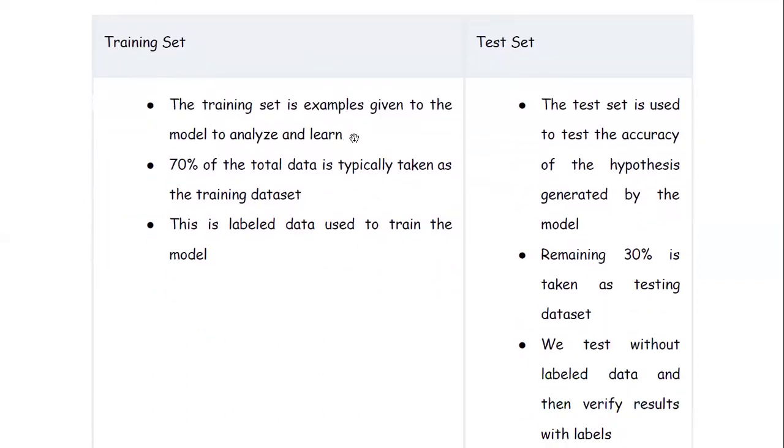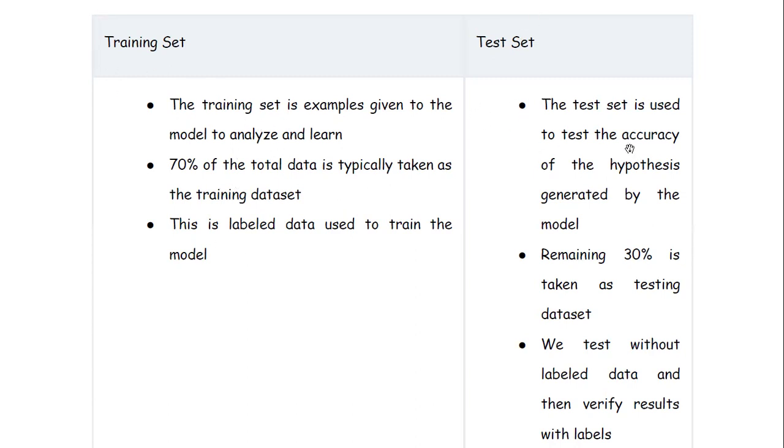Training set is examples given to the model to analyze and learn. Basically, with the training data sets, you are trying to teach the machine. So 70% of the total data is typically taken as training data. The maximum amount of data falls under this training data set. This is labeled data used to train the model. So everything is clear about the training set.